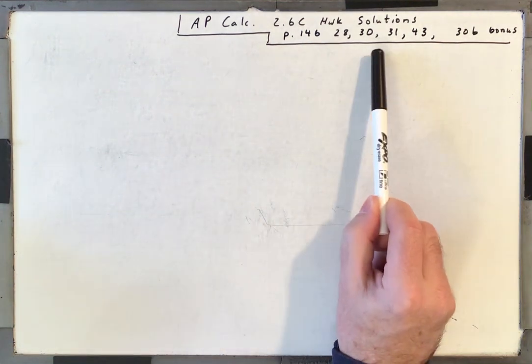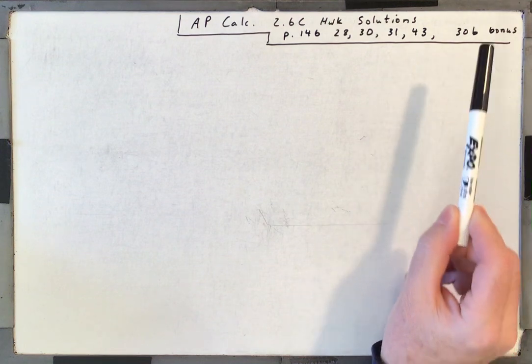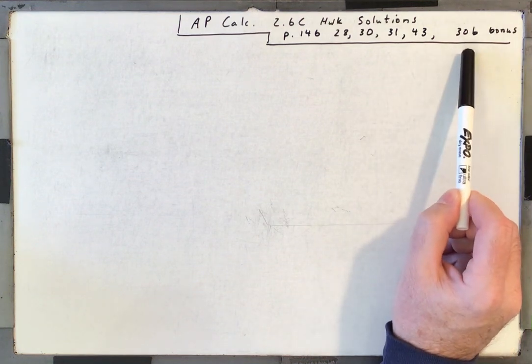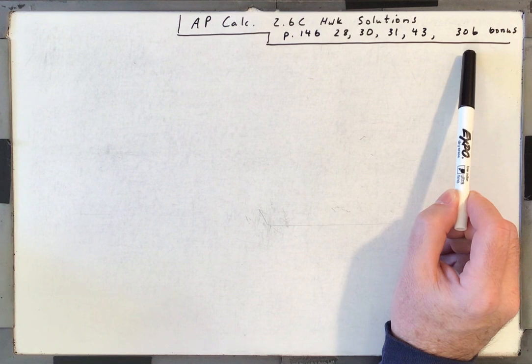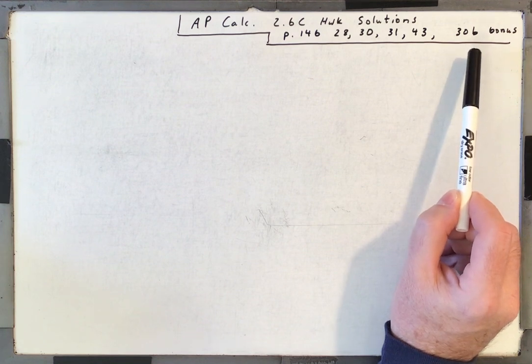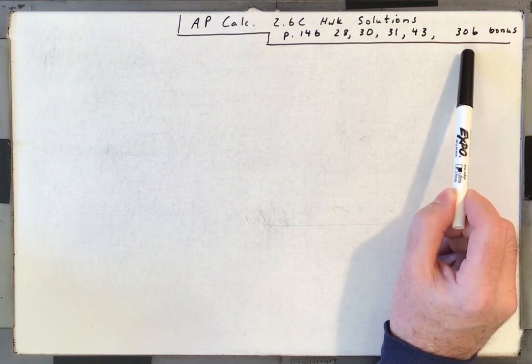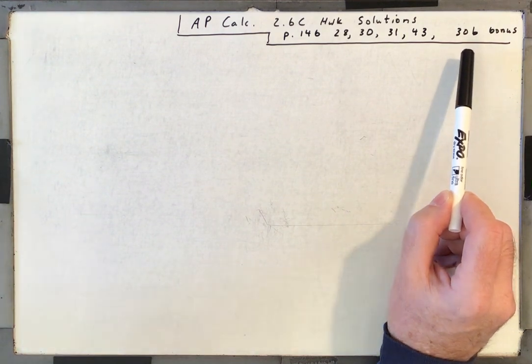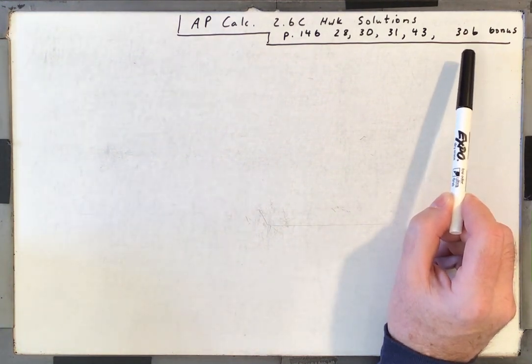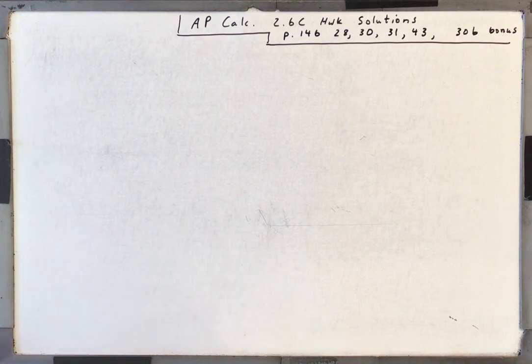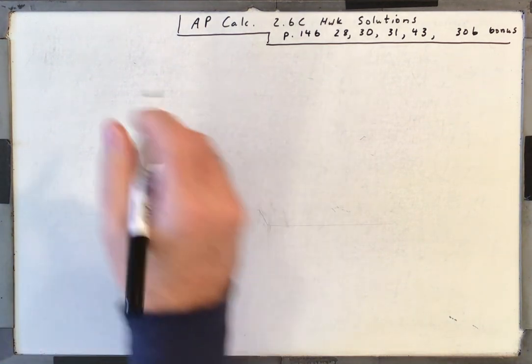I'm going to work through 28, 30, 31, and 43. And then I'm going to give you a bonus. We'll call it 30B and let you try to work that out. It's an angle related rates problem, just to give you a little more practice on that, and then I'll do the solution for that one. So let's start with number 28.